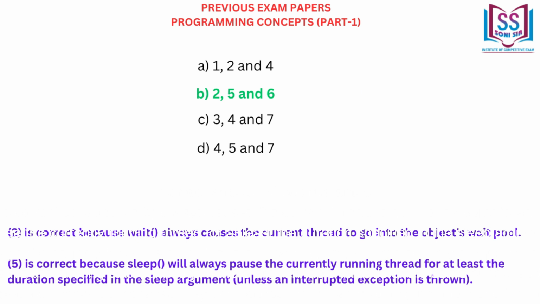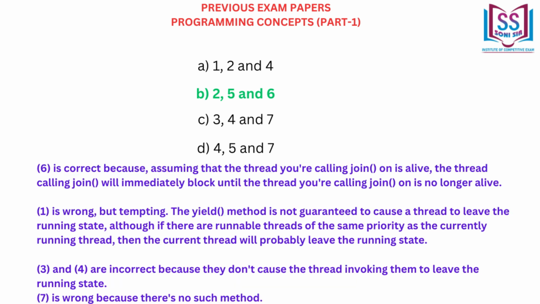2 is correct because wait always causes the current thread to go into the object's wait pool. 5 is correct because sleep will always pause the currently running thread for at least the duration specified in the sleep argument, unless an InterruptedException is thrown. 6 is correct because, assuming that the thread you are calling join on is alive, the thread calling join will immediately block until the thread you are calling join on is no longer alive.